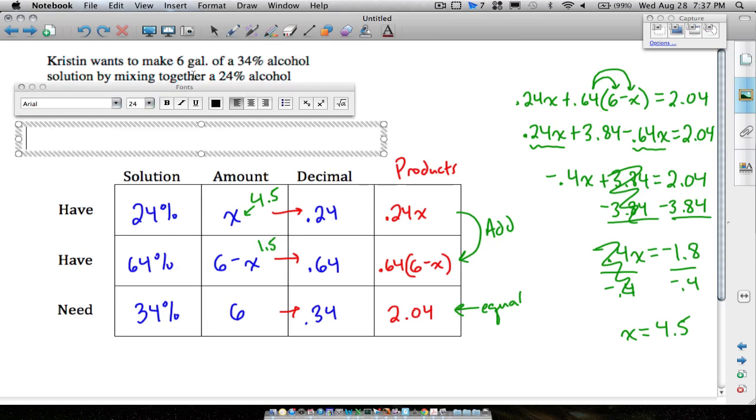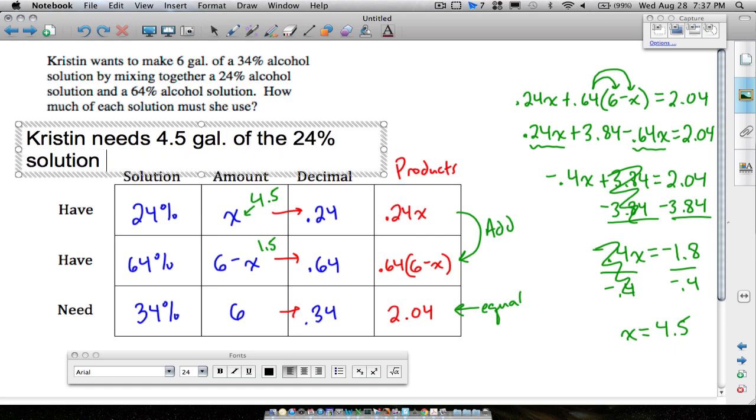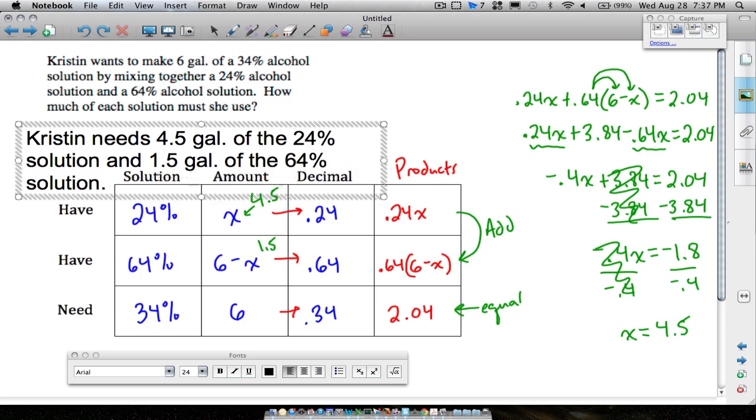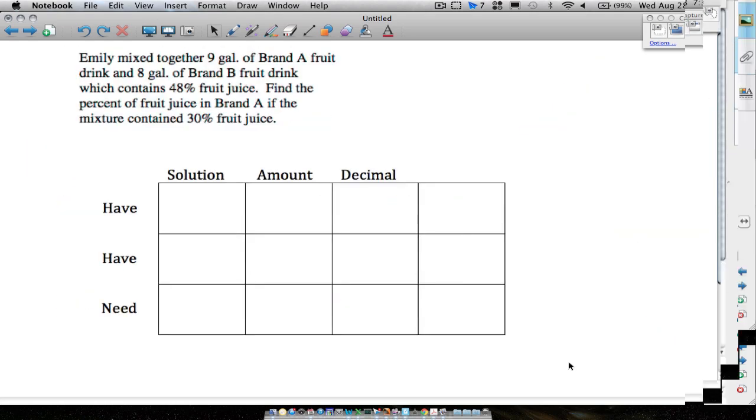So our answer here in sentence form: Kristen needs 4.5 gallons of the 24% solution and 1.5 gallons of the 64% solution. All right, so that's your solution to this one, and now we have one more.